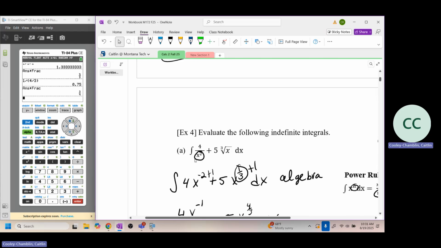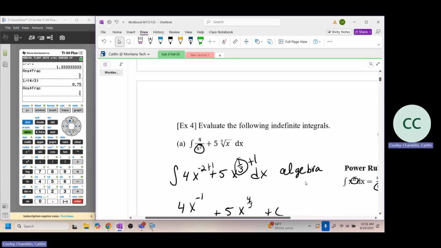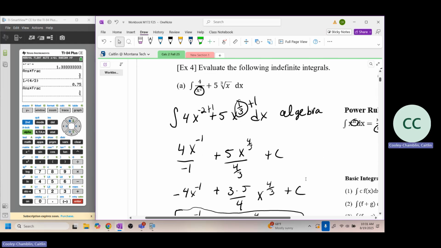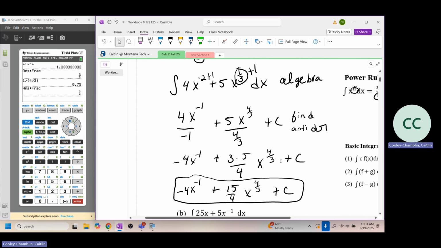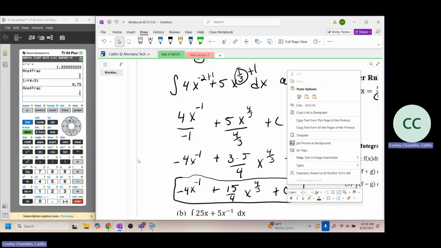So that one was a little harder. First, we had to do some algebra manipulation. Then we find the antiderivative. And the rest is just algebra simplification.